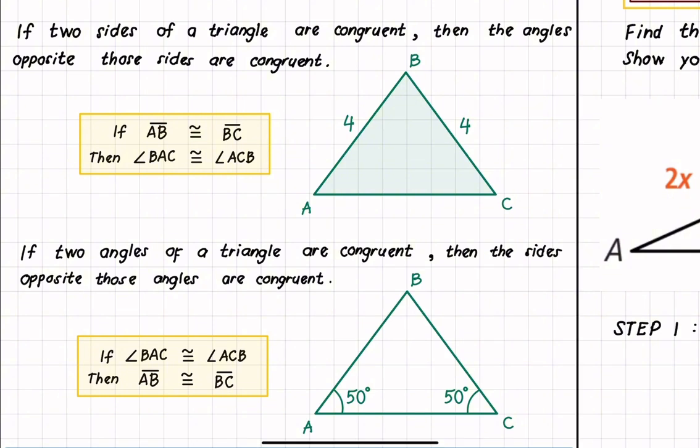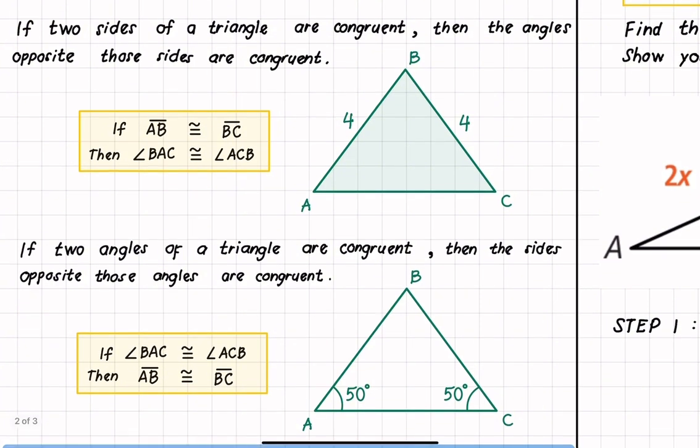This theorem states that if two sides of a triangle are congruent, then the angles opposite those sides are congruent. So here, if side AB is congruent to side BC, then angle BAC is congruent to angle ACB. As you can see in this figure, side AB measures 4 units, and side BC also measures 4 units.